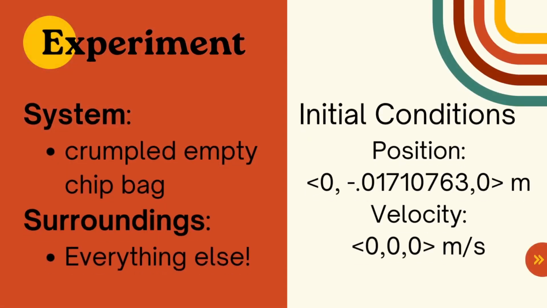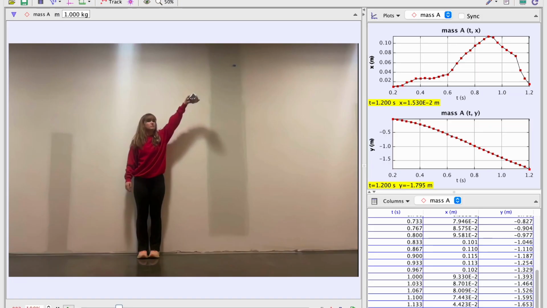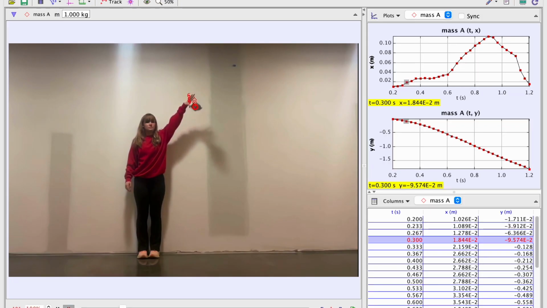Our system consists of a crumpled empty chip bag, and the surroundings include everything else. Our initial conditions had position at 0, negative 0.0171, 0.763, 0 meters, and velocity was 0, 0, 0 meters per second. Here is the video of our falling object.